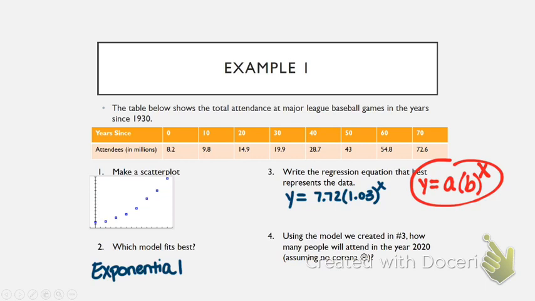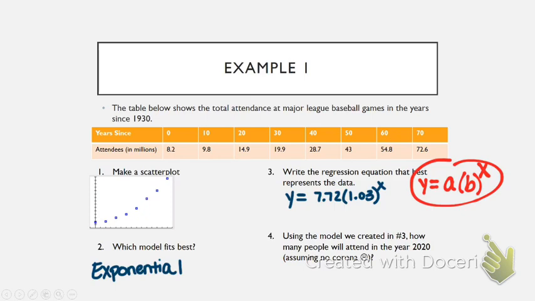All right? So now the last question is, why do we care to do this, right? Why do we care to take data we already know and figure out an equation if we already know the data? Well, it allows us to predict the future or backtrack to the past if we wanted. So number 4 is why we care. Number 4 says, using the model we created in number 3, which is my equation, how many people will attend in the year 2020?